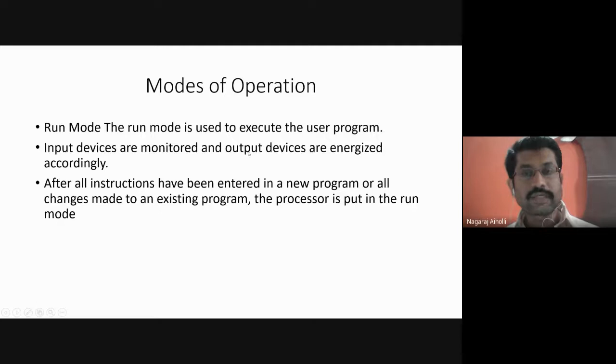Run mode is used to execute the user program. In the run mode, we know how the run process takes place. Input devices are monitored and the output devices are energized. After all instructions have been entered in the new program, or all changes made to an existing program, the processor is put in the run mode.